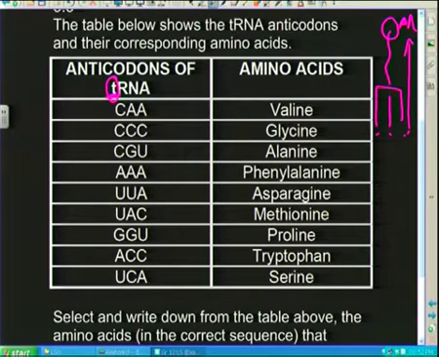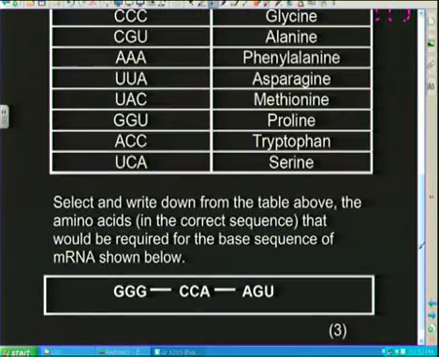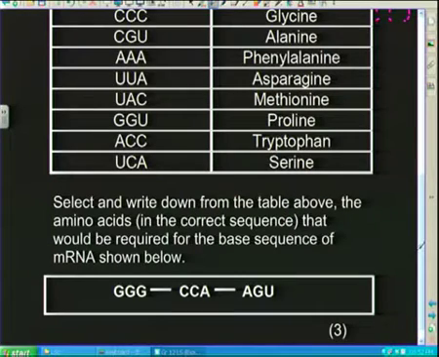So let's have a look what the question asked us. The question says, select and write down from the table above the amino acids in the correct sequence, okay, that would be required for the base sequence of mRNA shown below. Now remember, they're asking you, this is mRNA. You must then convert it to tRNA first so that you can then find the correct name. So don't use these ones, because if you use these ones, then you're going to look there and you're not going to know what to do, because they're not going to match.